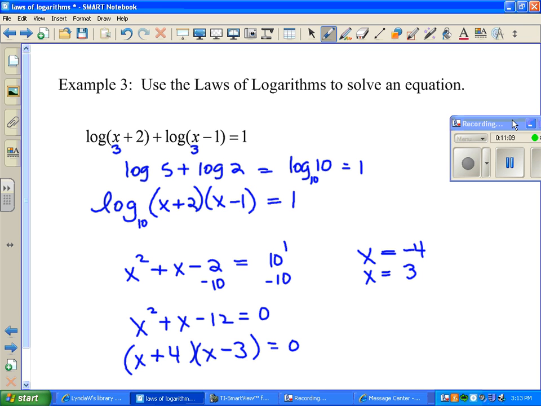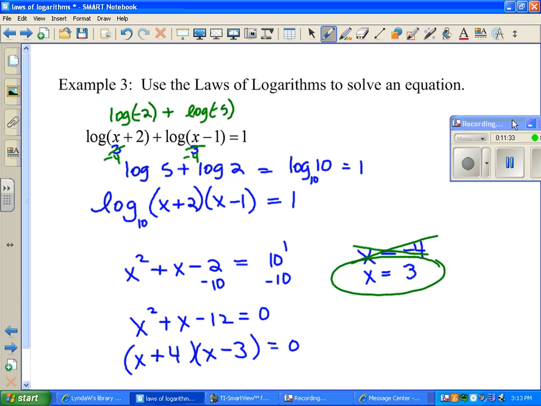But if you put negative 4 up in this original problem, the problem with this is that it's going to give you the log of a negative number. The log of negative 2 plus the log of negative 5. And unfortunately, you cannot take the logarithm of a negative. So we at this point would say that this is an extraneous solution or a false solution. The only good answer in this case is the 3.